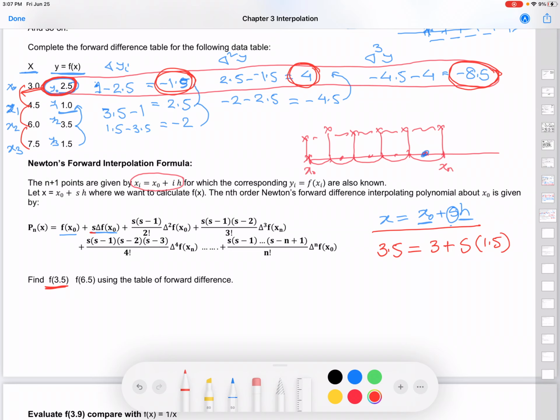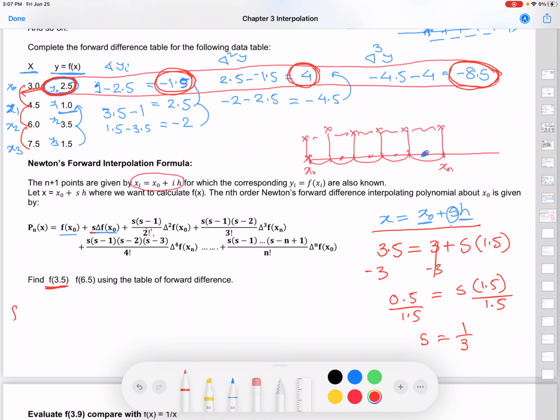Now I want to solve this for s. So minus 3 on both sides. 3.5 minus 3 is 0.5, equal to s times 1.5. So I divide both sides by 1.5, and that gives s equal to 1/3. So what you need to do is replace s by 1/3 in this formula.